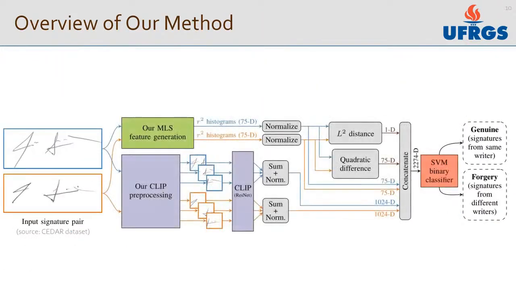We show here the complete overview for our proposed method. Note that at the end we have a feature vector size of 2,274 dimensions, which consider features from both signatures in the signature pair. As mentioned before, these features are used as input to a single SVM classifier without any fine-tuning of the SVM hyperparameters.